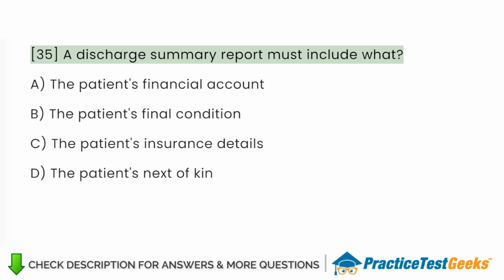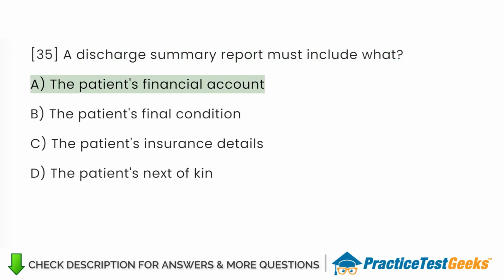A discharge summary report must include what? A. The patient's financial account, B. The patient's final condition, C. The patient's insurance details, D. The patient's next of kin.